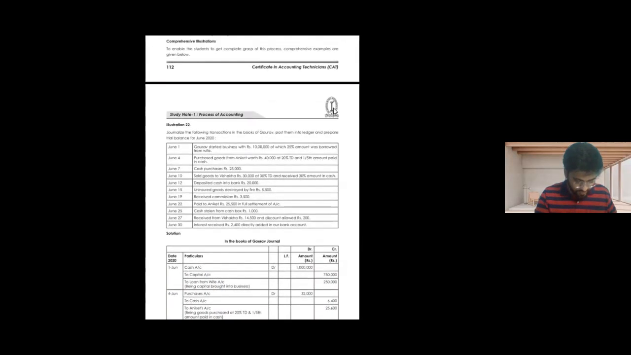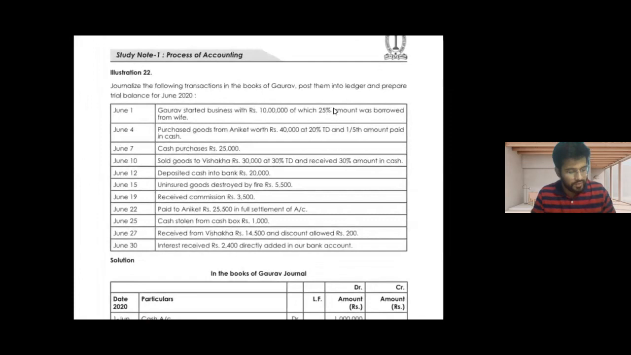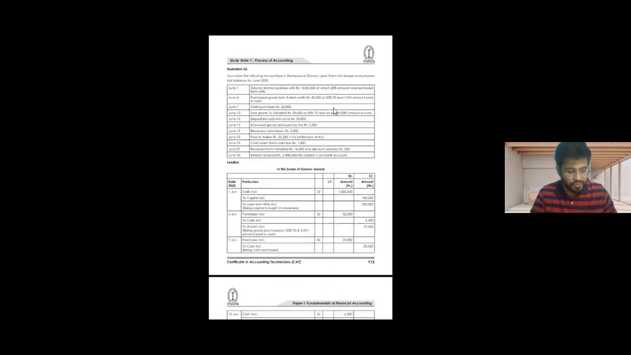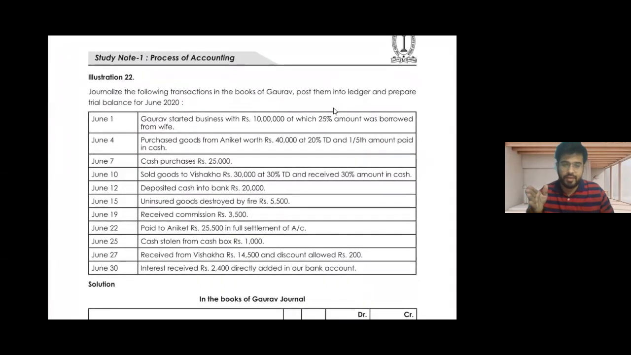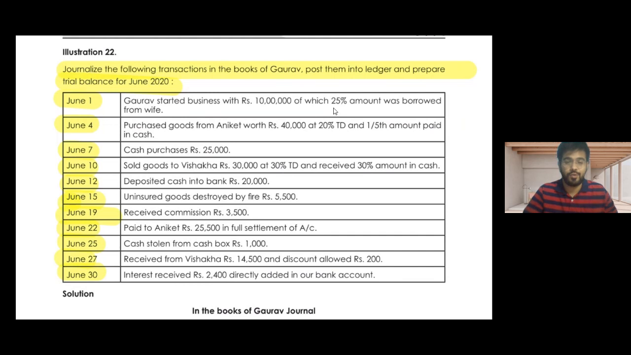Page number 113, you will have illustration number 22. You are given to journalize the following transactions in the books of Gaurav, post them into the ledger and prepare the trial balance. This is just up to the trial balance, but I am saying try the things after that. Try to prepare the balance sheet and P&L also, because I have already taught you that. So we have various transactions. Prepare the journal entries, prepare the ledger accounts, do the trial balance and do the trading and P&L account, and then we can see whether you are able to do that.